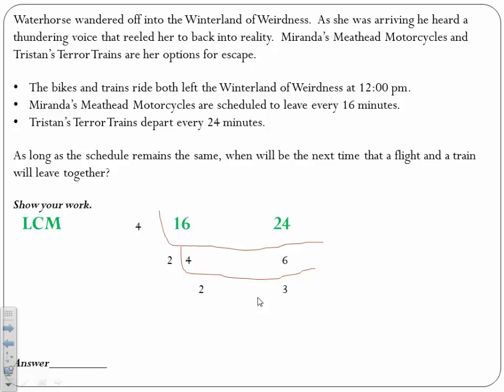2 and 3, relatively prime. So I'm done. So I can take the numbers out in the front, 4 times 2, and I take whatever's left over. So this is a 6, this is an 8, 6 times 8. Least common multiple is 48. So it's a word problem. It looks the same. It is exactly what we did before, and now we're only dealing with 2 numbers.